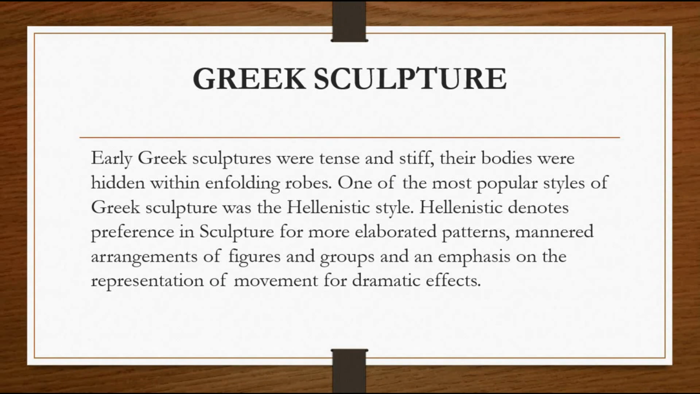We have the Greek sculpture. Early Greek sculptures were tense and stiff. Their bodies were hidden with enfolding robes. One of the most popular styles of Greek sculpture was the Hellenistic style. Hellenistic denotes preference in sculpture for more elaborated patterns, mannered arrangements of figures and groups, and an emphasis on the representation of movement for dramatic effects.